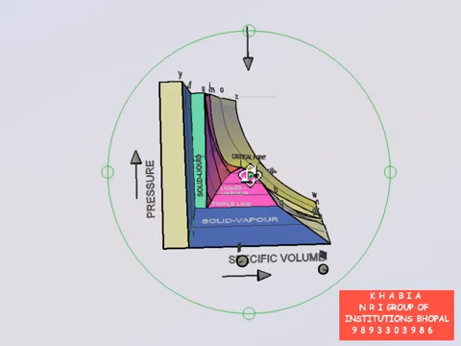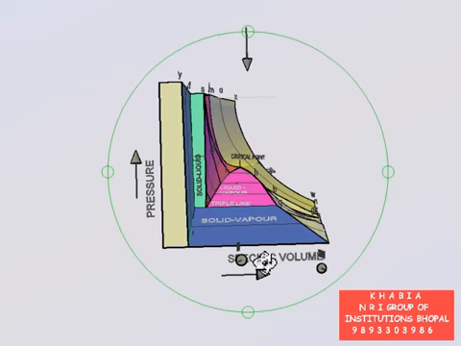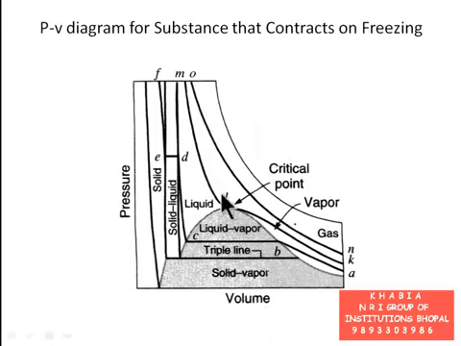Now you are looking at the 3D model of PVT surface from front direction, and its view is same as the PV diagram shown in the slide. I am bringing slide once more on the screen so that comparison becomes very clear.